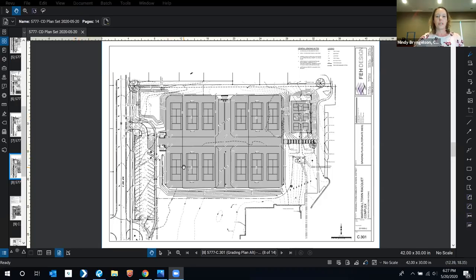Okay. So my name is Mindy Bringleson, and I'm a civil engineer on the project. I'm going to go ahead and share my screen again. So Kevin had alluded to this earlier, or shown you this drawing, and I'm going to talk to you about how the site drains, just so that you know what's going to happen, because we are placing in a little bit more pavement than what was there previously.